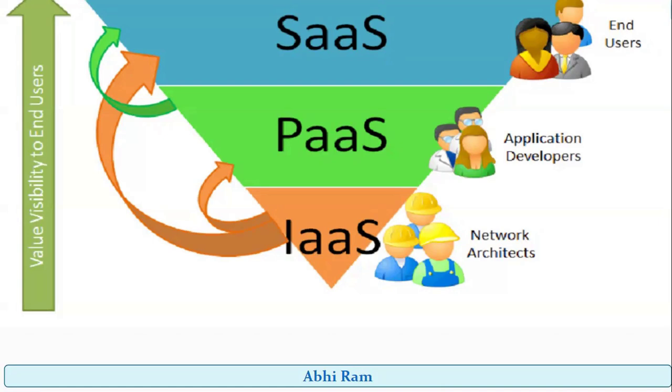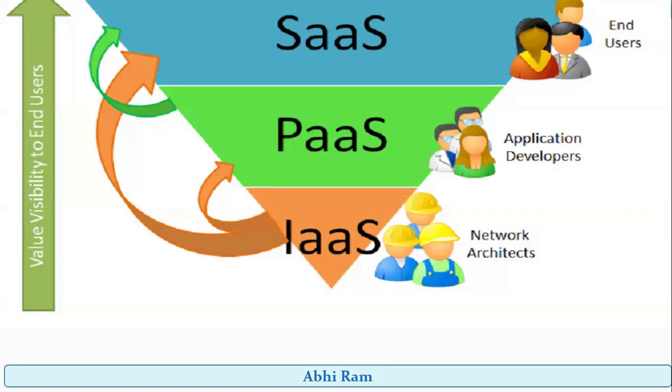Based on that, we are the developers. We are developing the application, that is platform as a service. We are working on things like .NET, Java, Salesforce, Oracle. We develop onto one particular platform. That is platform as a service. Who is developing the application? That is called platform as a service.